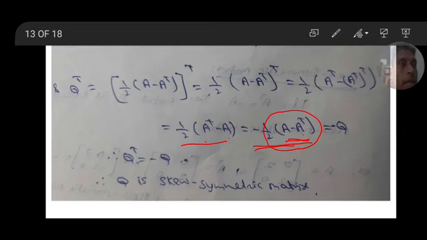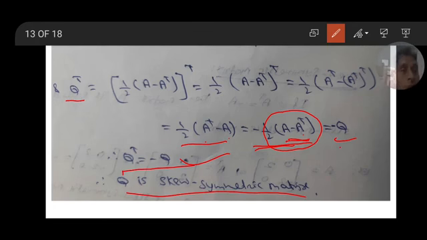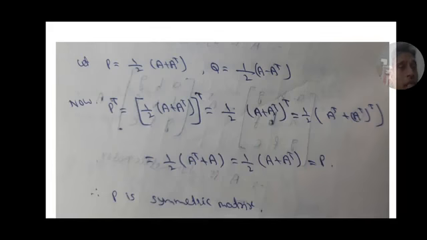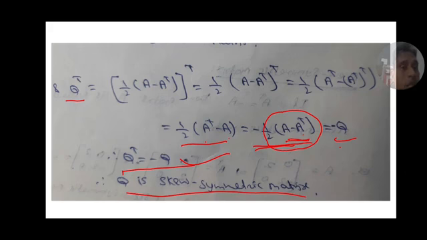Okay, minus Q. So Q transpose equal to minus Q. Therefore Q is a skew symmetric matrix. P transpose equal to P means it is a symmetric matrix. Q transpose equal to minus Q, therefore it is a skew symmetric matrix.